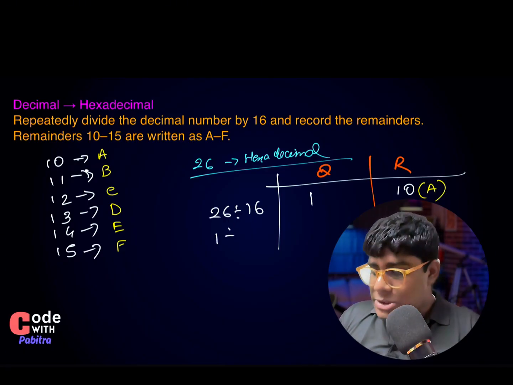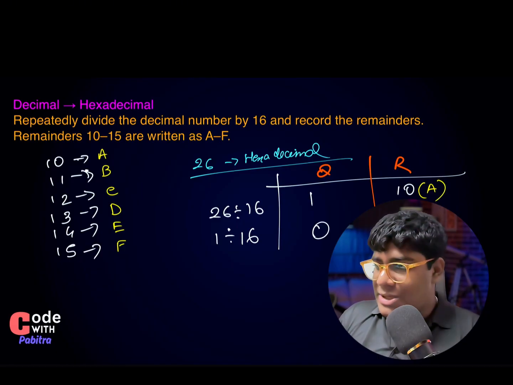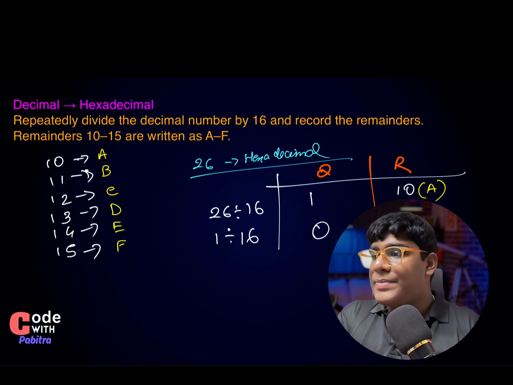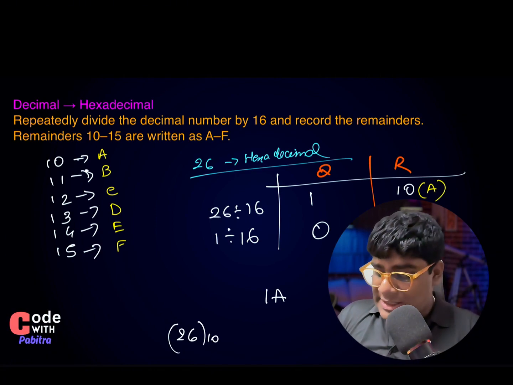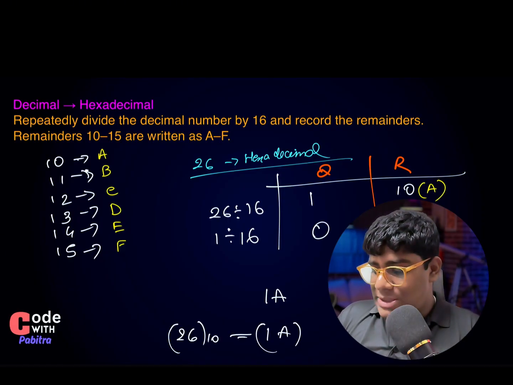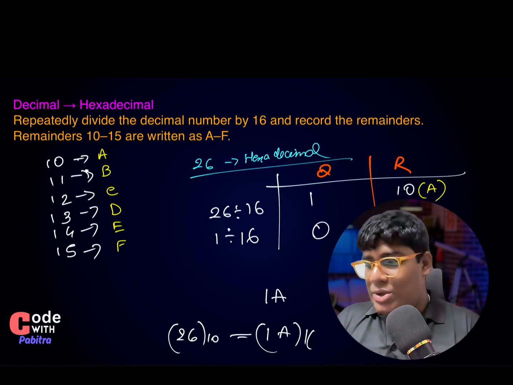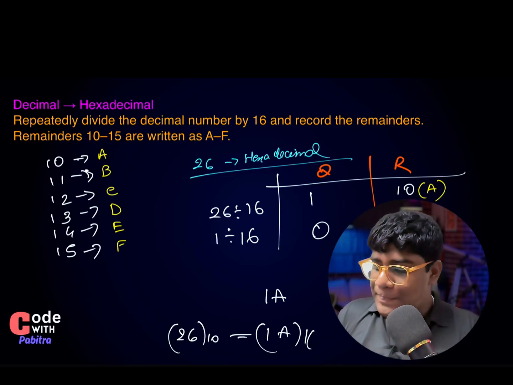Then we'll divide 1 by 16. The quotient will be 0 and the remainder will be 1. So now we'll read from bottom to top. So 1A. So 26 base 10 is equal to 1A, that is base 16. Right. So now we will convert 255 to hexadecimal.